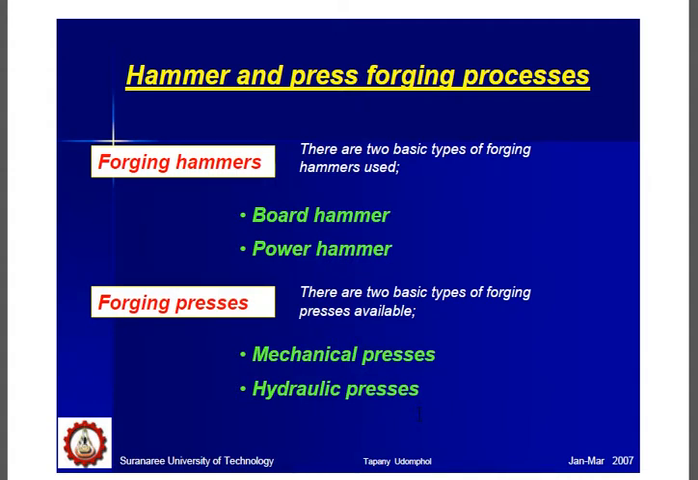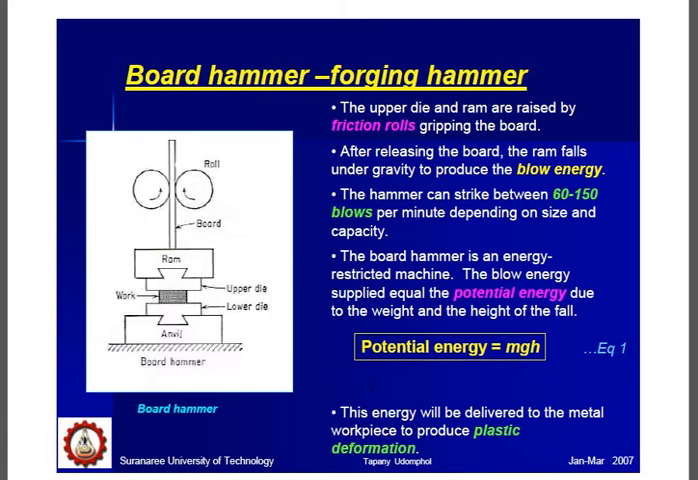Hammering and press forging processes. Forging hammers: board hammers, power hammers. Forging press processes: mechanical press, hydraulic press. Board hammer forging hammer: the upper die and ram are raised by friction rollers gripping the board. After releasing the board, the ram falls under gravity to produce the blow energy. The hammer can strike between 16 to 150 blows per minute depending on the size and capacity.